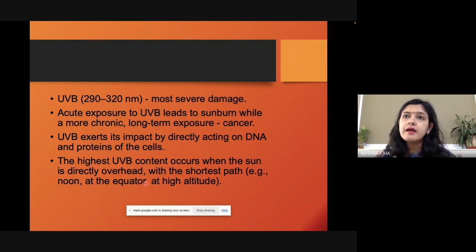When is the highest amount of UVB that is received by us? So when the sun is directly overhead, that is at the noontime or might be at the equator, or at high altitude, more amount of UVB is received.